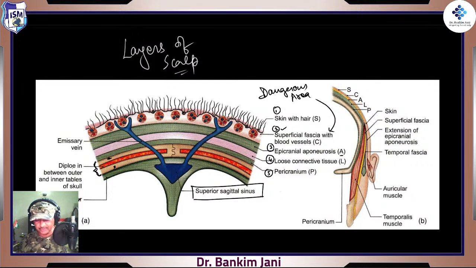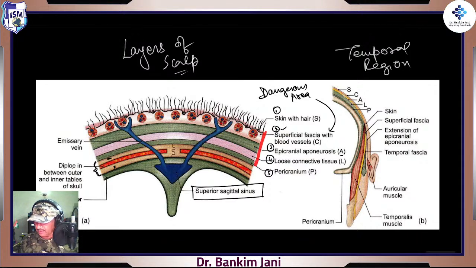So these are the layers of scalp. Up to this point, it is scalp, right? Up to this point. That is scalp, and then comes the bone, and then the dura mater, and you are inside, right? This is over here for the superficial temporal region. Over here, this one is for the temporal region.